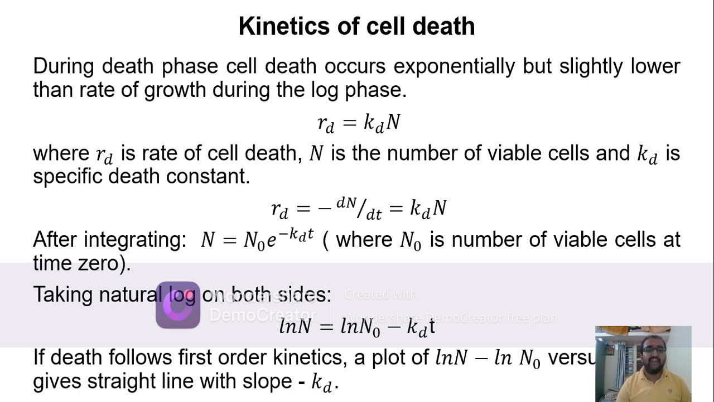After integrating, N is equal to N naught into e to the power minus KD into t. After taking the natural logarithm, ln N is equal to ln N naught minus KD into t. If that follows the first order kinetics, a plot of ln N minus ln N naught versus time always gives a straight line with a slope minus KD, which is negatively correlated. So, cell death also follows first order rate kinetics. Similarly, the log phase or the growth phase also follows first order kinetics.